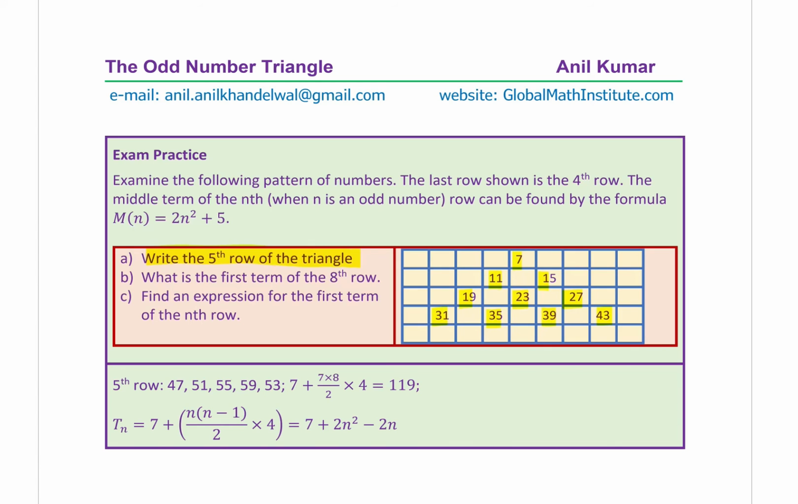So fifth row, we can straight away continue with this pattern. So we have 43. So we can now write this. We are adding 4, right? So 43 plus 4 is 47. And then we'll again add 4 to this, which is 51. And add 4 will be 55. Add 4 will be 59. And add 4 will be 63. So that is how we are going to get the fifth row. So we are adding by 4.